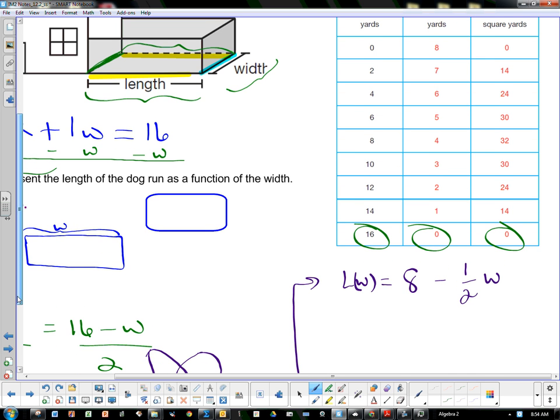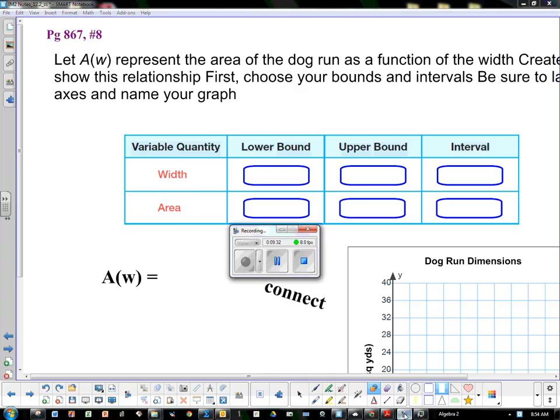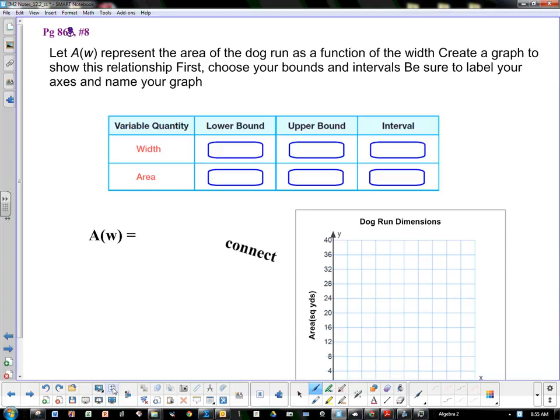Okay, let's move on to the next one here. Page 867, number 8. All right. Now, I'm going to just hide this for a moment. I know you're looking at it, but I'm going to hide this. You got a little peek at it. They are using this little grid here to help you determine your window on your calculator. So let's talk about this for a moment. We've got this problem, and it's the same dog run problem.